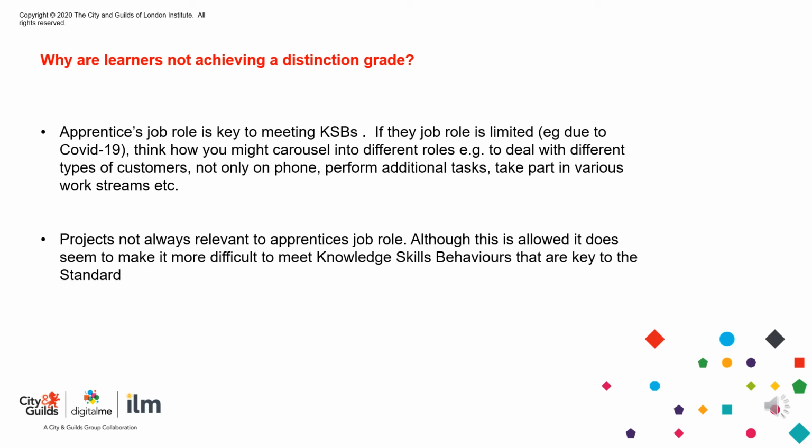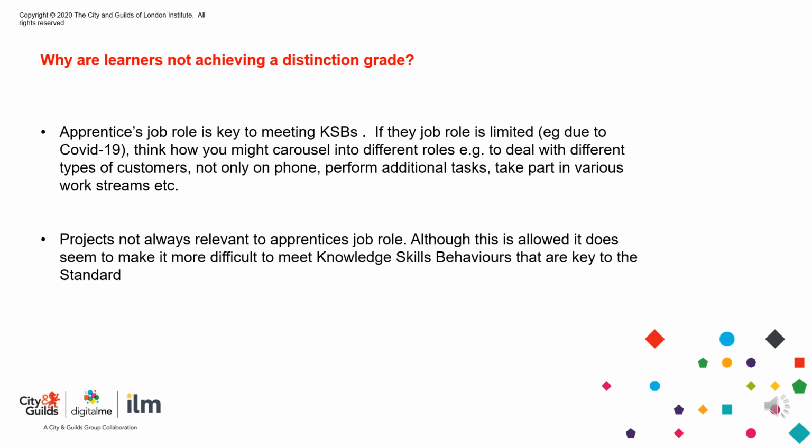Independent endpoint assessors are often seeing that evidence generated by apprentices does not meet the KSP sufficiently. Digging deeper, it's often the case that the apprentice's job role does not allow the apprentice to develop the correct evidence. If the apprentice's job role is limited, let's say due to COVID-19, you might want to think about how you can carousel the apprentice into different job roles. For instance, to deal with different types of customers, or to not always be on the phone.